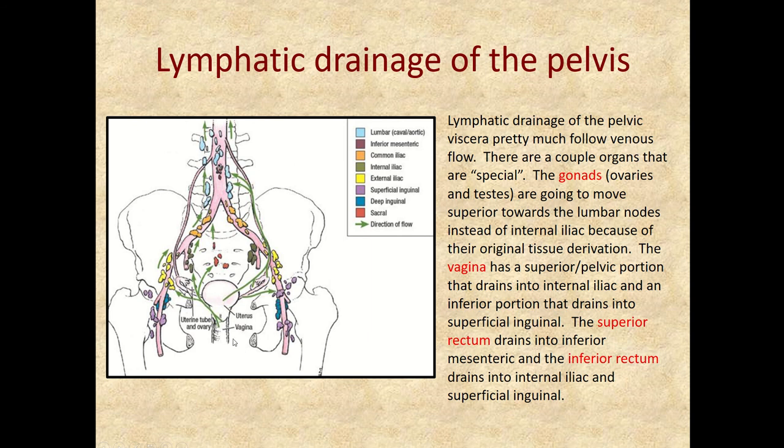And so cancers that are in the anal canal, let's say, are going to spread via a completely different lymphatic route and venous drainage than cancers or infections that are, say, in the superior part of the rectum, which is going to follow more inferior mesenteric nodes. Okay?